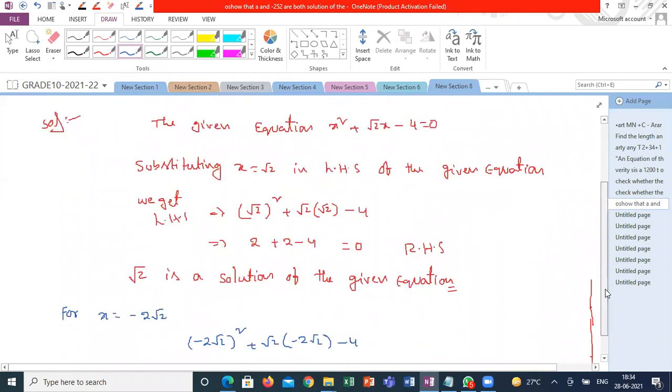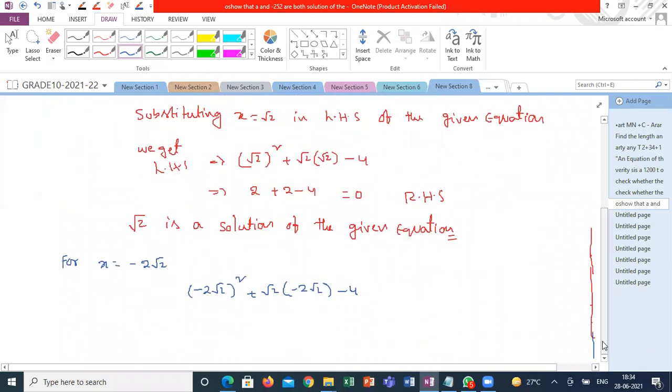X square plus root 2x. So 2 2 is 4, 4 2 is 8, minus 4. This is LHS. This will be 8 minus 8. I am getting the answer 0. Anyone getting a different answer, please, we'll discuss how to do the solution.